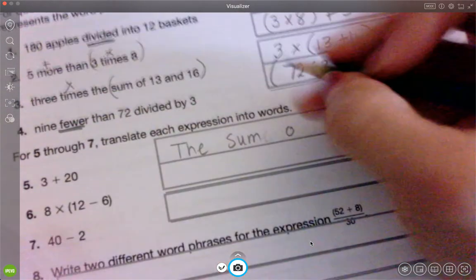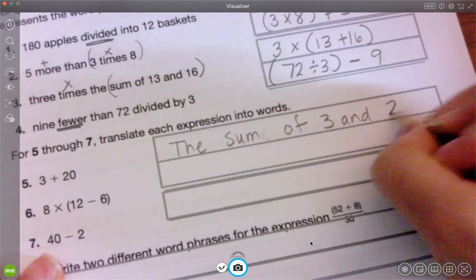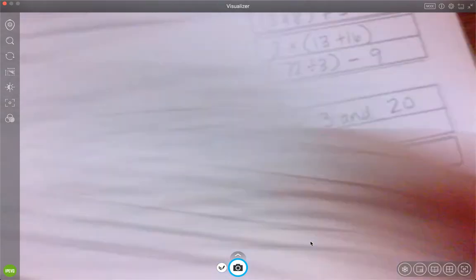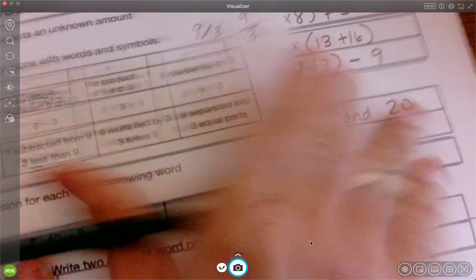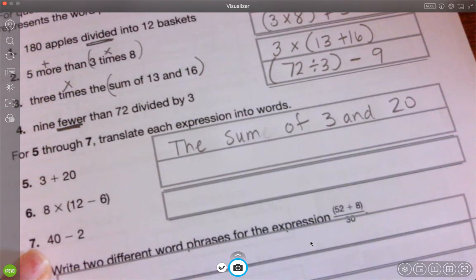The sum of 3 and 20. Is there another way you could write that? Yeah, I could take this over here so we could have 3 added to 20, or 3 more than 20, right? Let's do the next one.